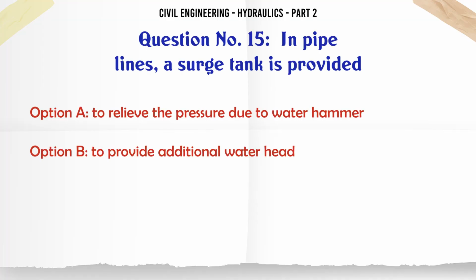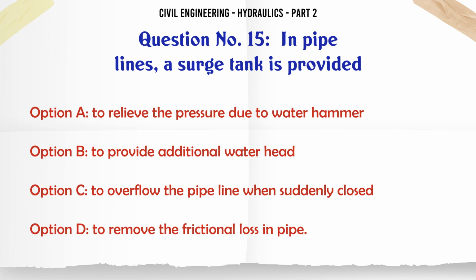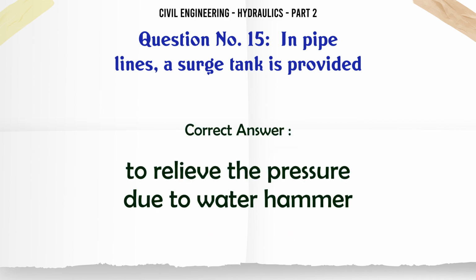In pipelines, a surge tank is provided A. To relieve the pressure due to water hammer. B. To provide additional water head. C. To overflow the pipeline when suddenly closed. D. To remove the frictional loss in pipe. The correct answer is to relieve the pressure due to water hammer.